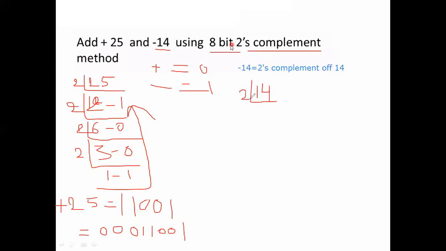Divide this 14 by 2. Then 2 7s are 14. The remainder is 0. Next, 2 3s are 6. The remainder is 1. 2 1s are 1. Taking from down to up here, what is the binary equivalent for 14?